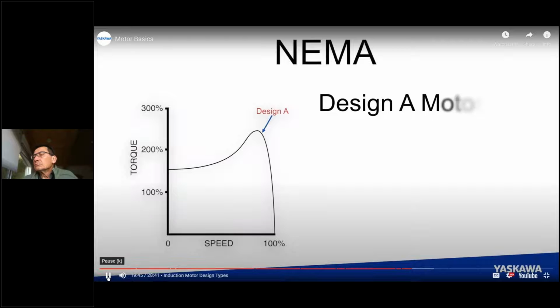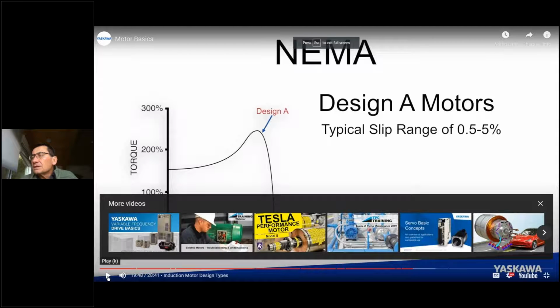NEMA Design A motors are allowed a maximum slip of 5%. This is the design that we mostly consider or concern ourselves with when we supply inverter duty motors with the drives. The others are older designs that had their purpose in the day, but the Design A motor is now the predominant motor used in inverter duty rated applications.